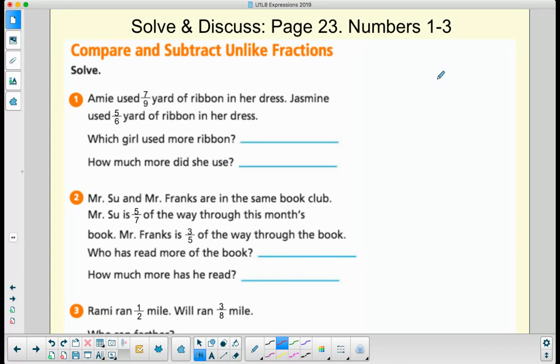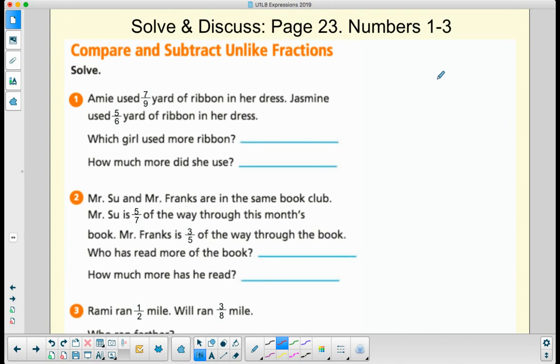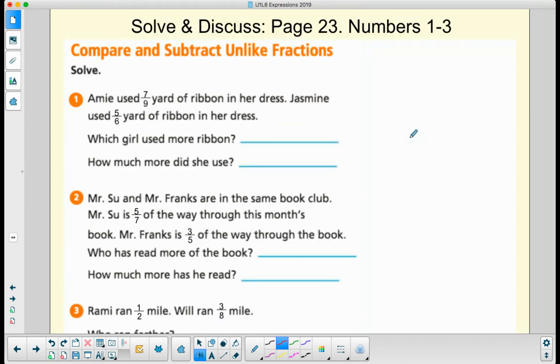All right, in your book, starting on page 23, is lesson 8. I'm going to just take a look at our lesson 8. I'm going to take a look at these problems. There are more pages of subtraction problems too. Annie used 7/9 yards of ribbon in her dress. Jasmine used 5/6 yards of ribbon in her dress. Which girl used more ribbons?